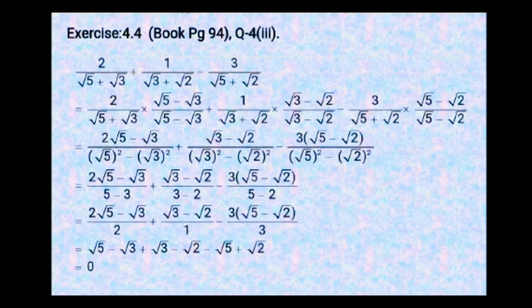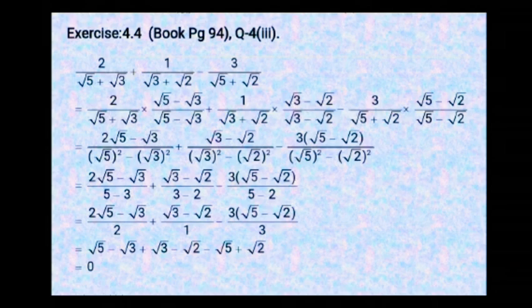2 over under root 5 plus under root 3. Conjugate of under root 5 plus under root 3 will be under root 5 minus under root 3. Divide and multiply by it. Plus 1 over under root 3 plus under root 2, multiplied by its conjugate under root 3 minus under root 2 and also dividing it. Minus 3 over under root 5 plus under root 2 will be multiplied by its conjugate under root 5 minus under root 2 and dividing by under root 5 minus under root 2.